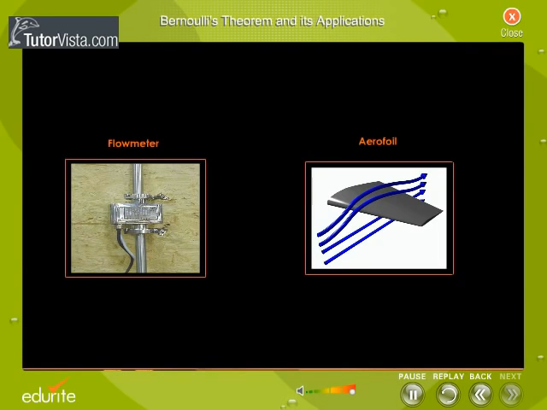Working of flow meter and aerofoil are also based on Bernoulli's theorem.